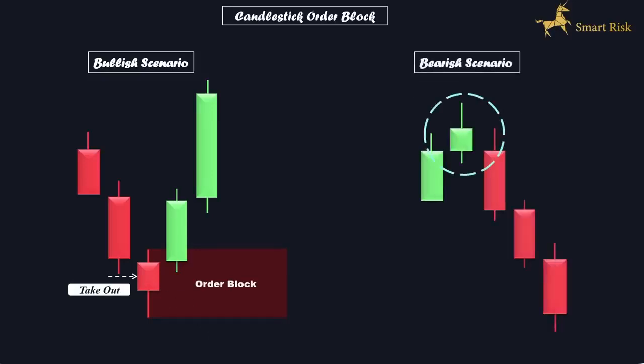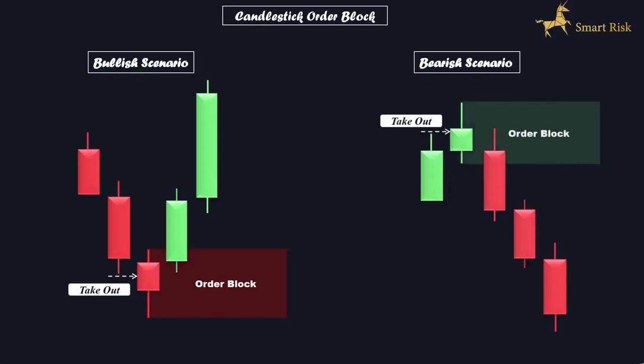Similarly, in a bearish scenario, a candlestick-based order block refers to the last buying candle before the price starts pushing downside drastically. This candle typically breaks above or effectively sweeps the liquidity of the highest point of the previous candle.